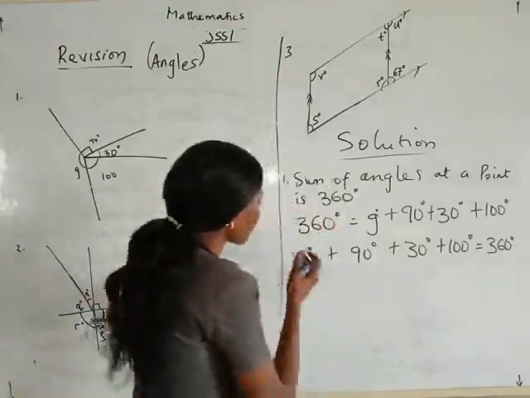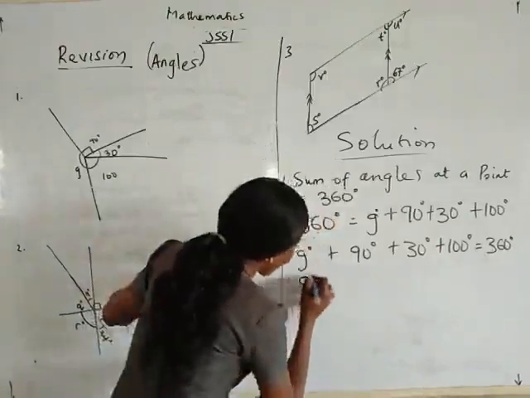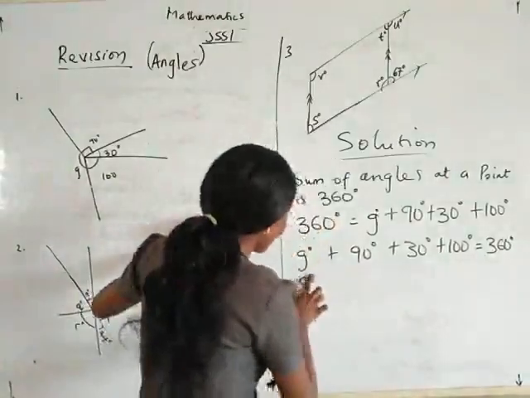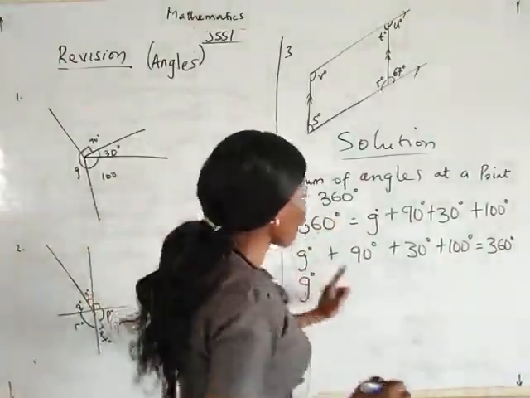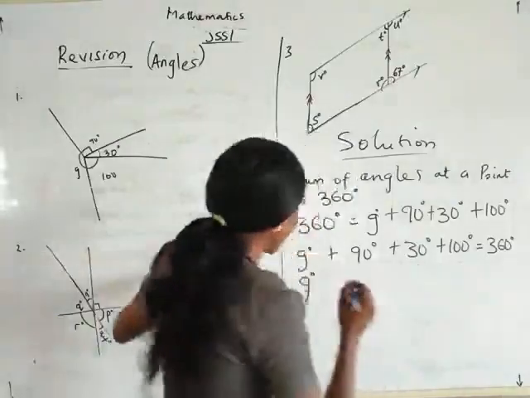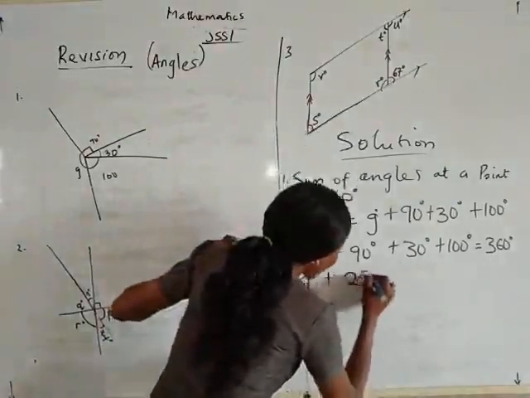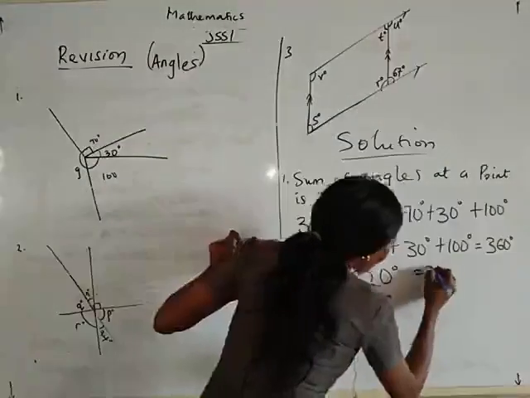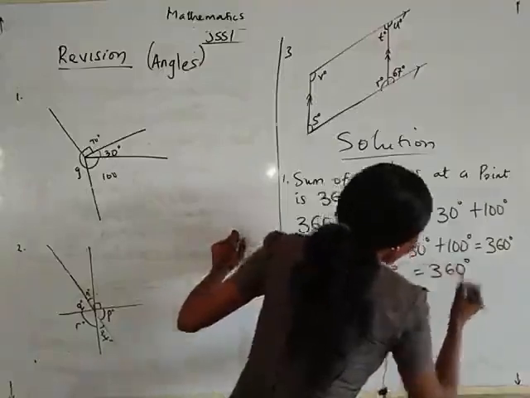Now, we don't know what G is, so we write it out. 90 plus 30 is 120. 120 plus 100 is what? 220. So G plus 220 degrees equals 360 degrees.